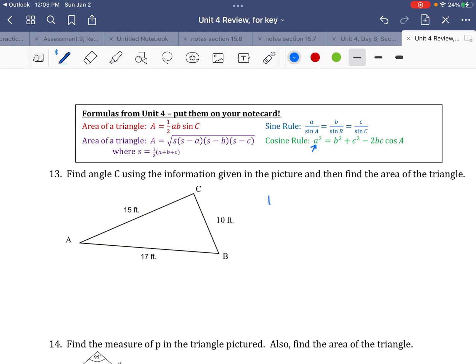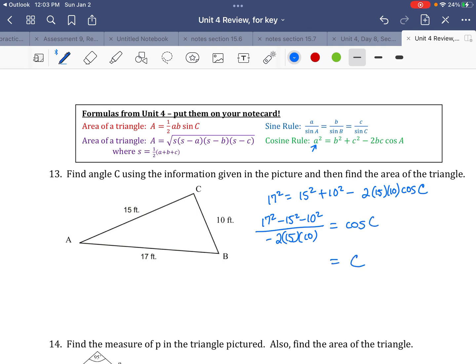So C squared would be 17 squared. And I got the other two sides, 15 squared plus 10 squared minus 2, 15 and 10, and then cosine of C. All right, so let's solve this for cosine C. So I get 17 squared minus 15 squared minus 10 squared, divided by negative 2, 15 and 10, equals cosine of C.